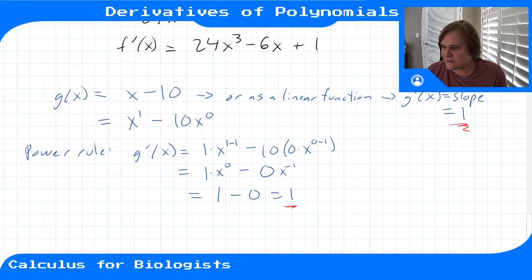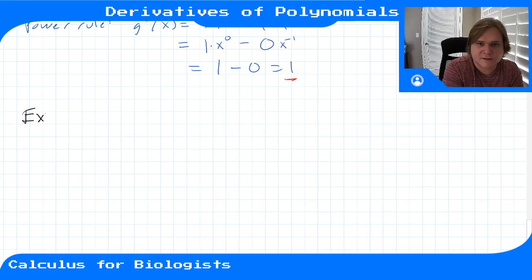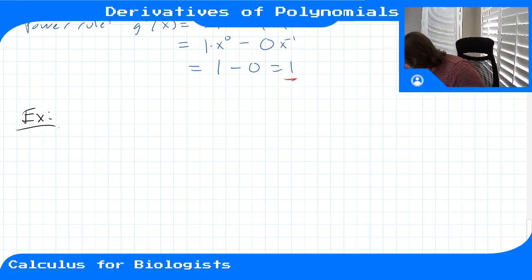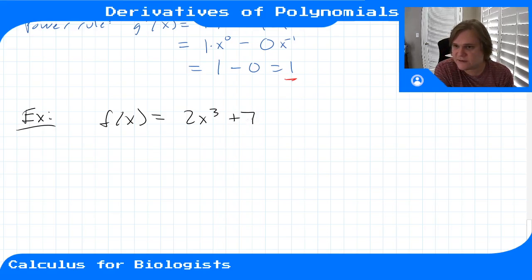Let's do maybe one more example. Let's do this one here. f of x is equal to 2x plus 7 minus 7x squared plus 7x.